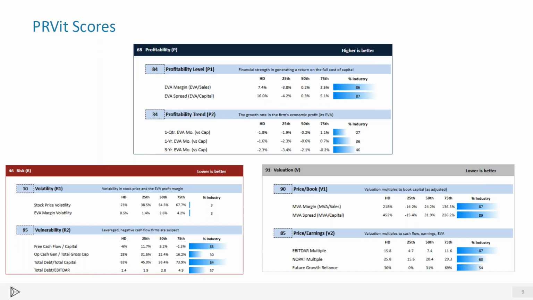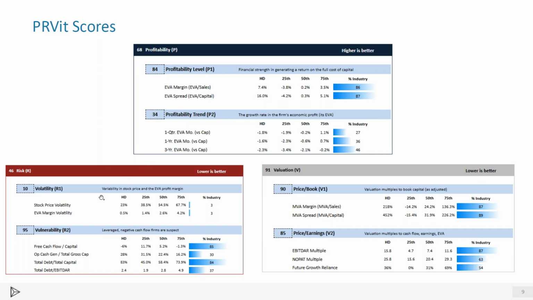So profitability level, P1, is how profitable the company is. The profitability trend, the P2 factor, is where they're growing. So if you go back to what Gavin was talking about, the red line is the level, the EVA margin is the level of profitability, and then the EVA momentum was coming down. That means that their growth is coming down, and that's why this company has a relatively low profitability trend score.